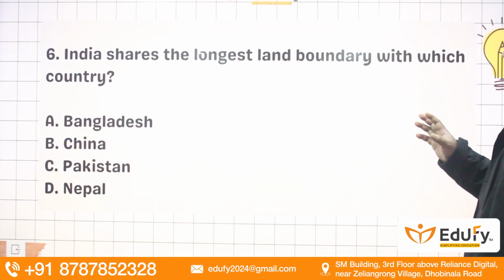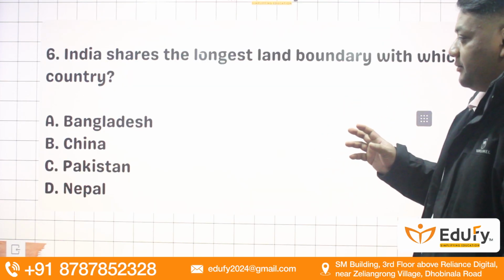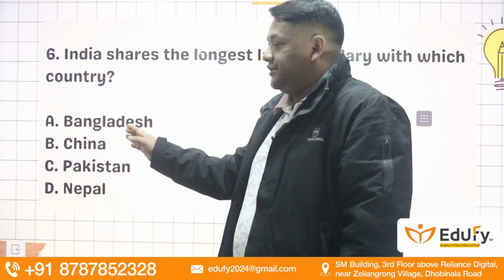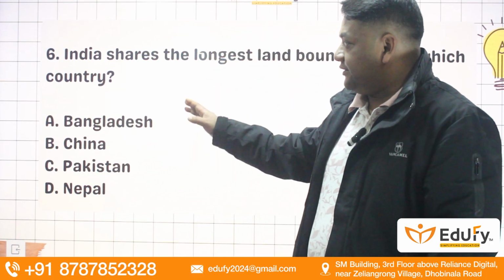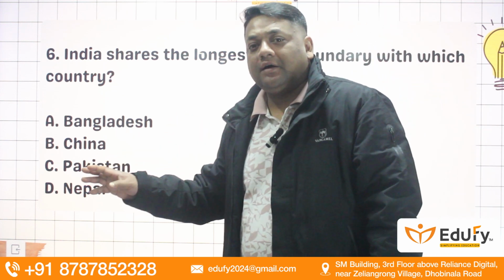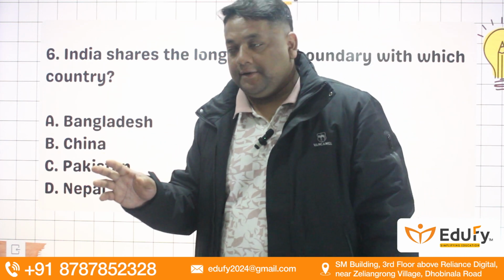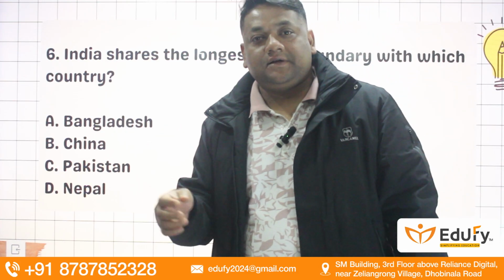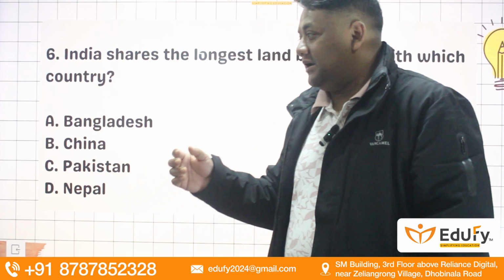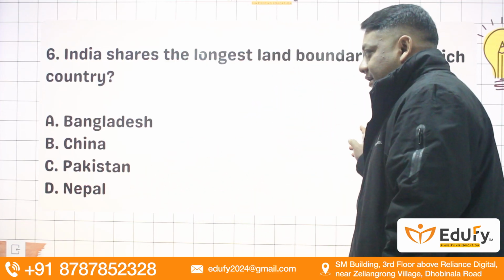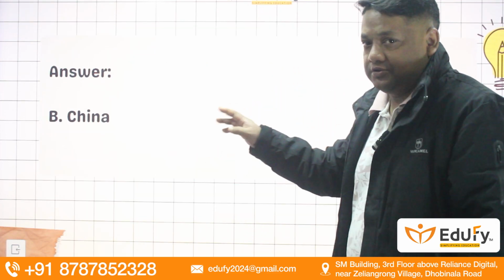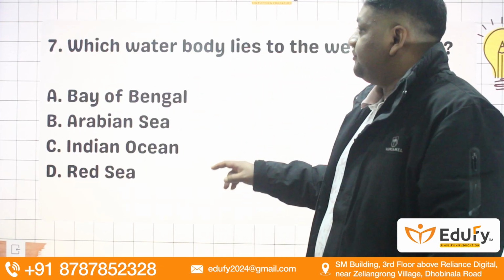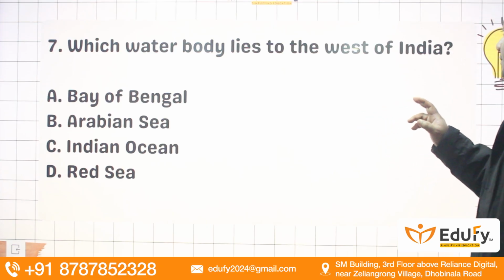India shares the longest land boundary with which country? Bangladesh, China, Pakistan, Nepal. So almost all of these countries share their land borders with India, but Bangladesh has the longest border line. All right. So it almost covers our West Bengal, including Assam, Meghalaya, Mizoram, and Tripura. Okay. So these belts are connected with Bangladesh. Sorry for the wrong answer earlier. This is Bangladesh. You can change it. Okay. Bangladesh.